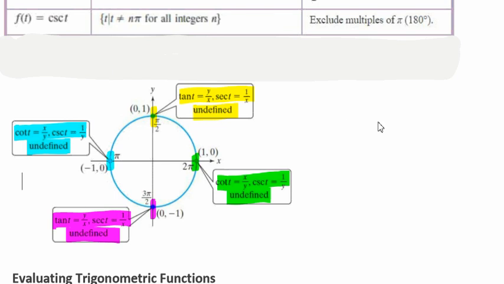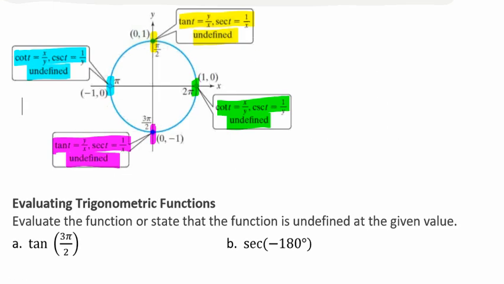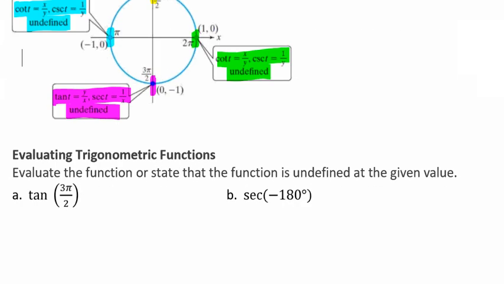So let's go ahead and do some evaluating. We're going to evaluate the function, or state that the function is undefined, at the given value. So here we have tangent of 3 pi over 2. Now 3 pi over 2 corresponds to the point 0, negative 1 on the unit circle.